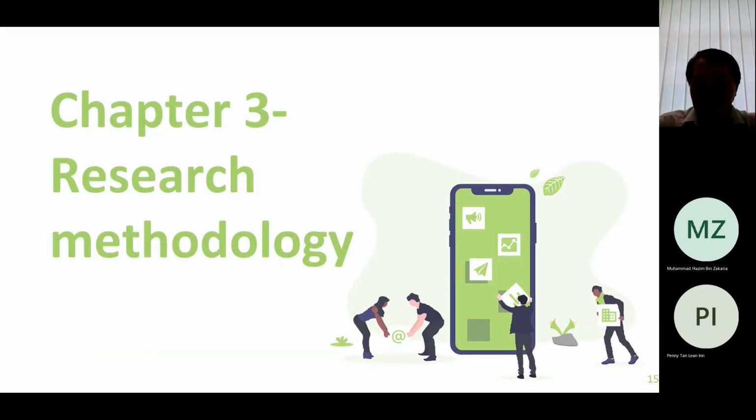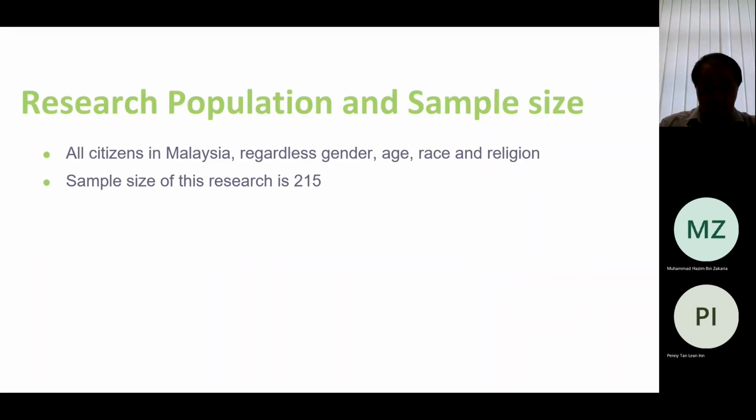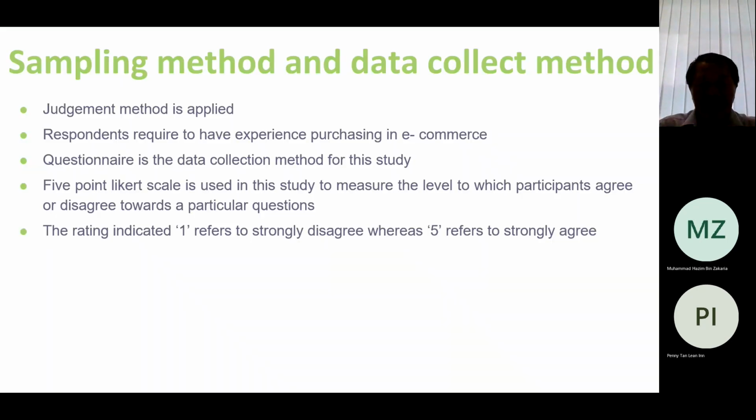And in chapter three, I'm going to look at the methodology here. For this particular study, I surveyed all the Gen Z in Malaysia regarding gender, age, race, religion. And the sample size I collected is 250. And the sampling method I use is a judgment method, and the respondents must have experience in purchasing e-commerce, that means purchasing online.